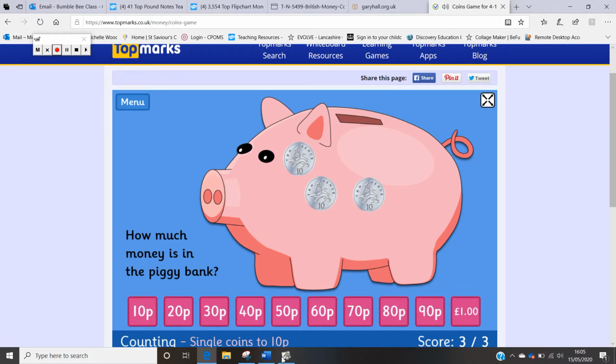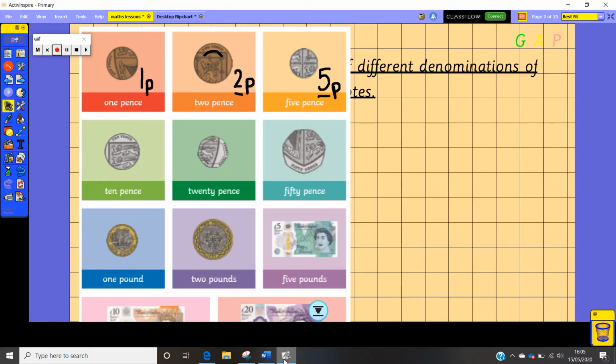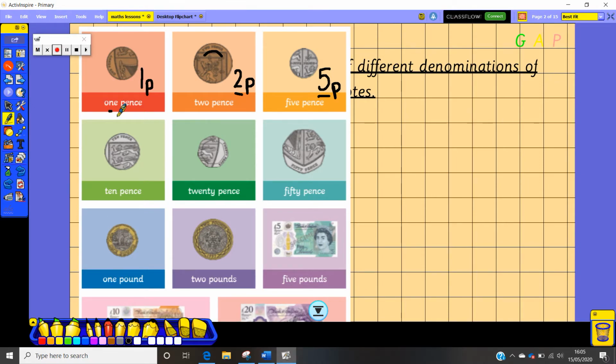Right, we'll pause the game there and we'll go back to having a look at our coins. So we have just used the 1p coin to add them up, the 2p coin and the 5p coin. So let's have a look at the next one. Now you will notice that we jump from 5 to 10p this time. So we don't have 6, 7, 8 or 9p coins. To make those numbers, we have to combine different coins.